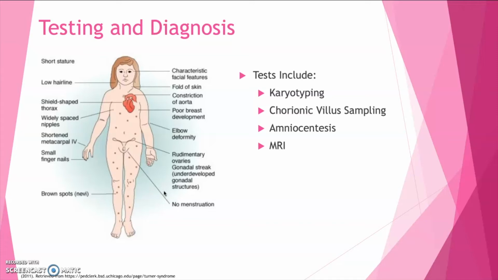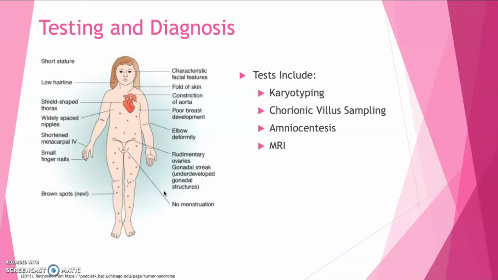Chorionic villus sampling is the procedure of taking a small piece of tissue from the placenta, which contains the same genetic information as the baby. This information will then be sent for chromosomal studies to understand the child's genetic information.